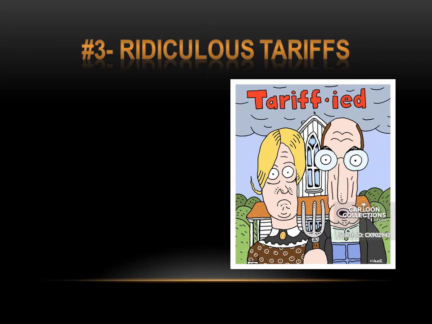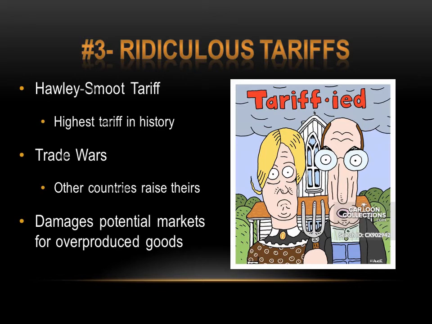Reason number three is outrageous and ridiculous tariffs. I know tariffs aren't the most exciting thing to talk about in history, but this one is really significant. It's called the Hawley Smoot tariff, and it is the highest tariff ever in history. And what that means is that other countries are going to do the same to us. This is called trade wars. They're going to raise their tariffs. It's going to be more expensive to buy their goods, and they're going to buy less of our goods.